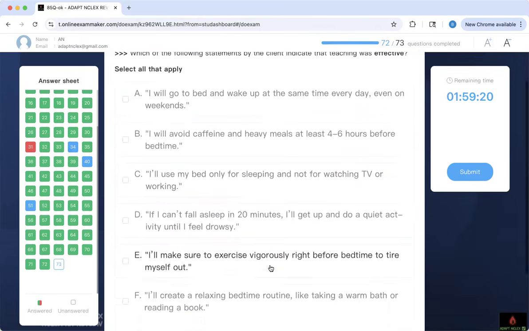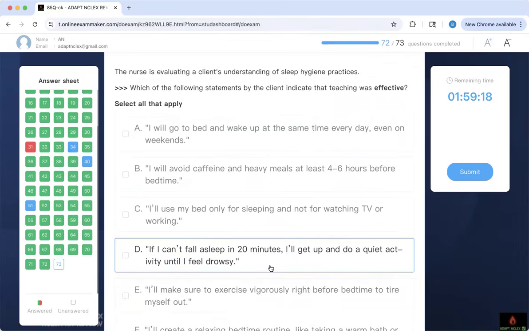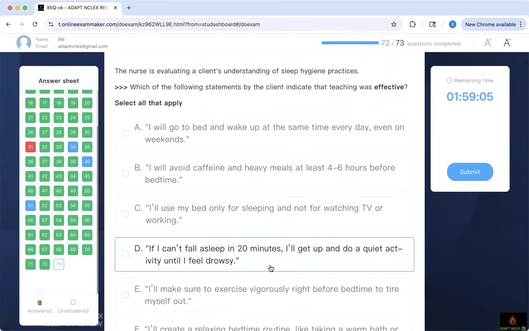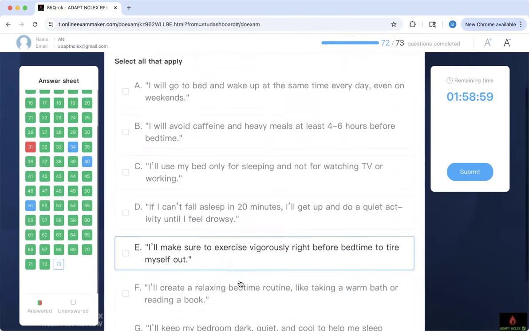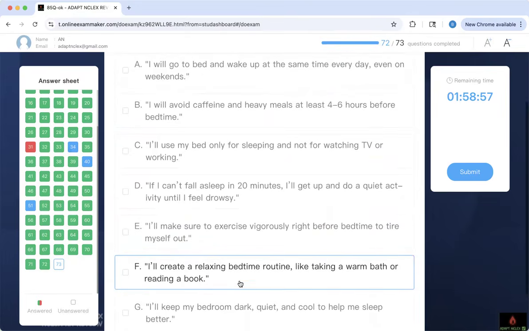Last one, the 85 question English practice question. High yield question. Questions that show up most of the time. This is evaluating a client undergoing sleep hygiene practice. Which of the following statements indicate teaching was effective? How do you sleep? And which one is good?